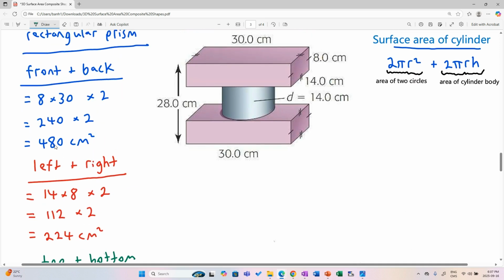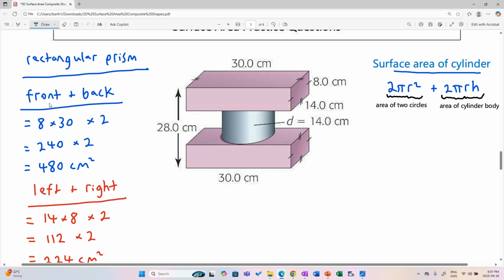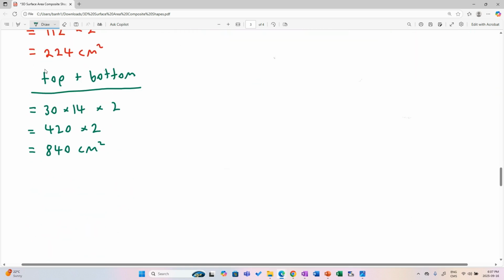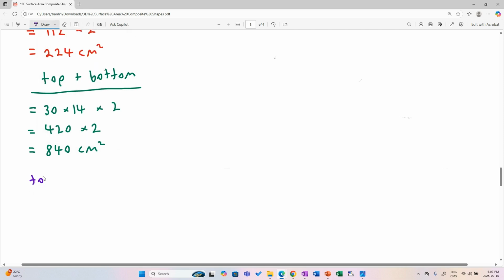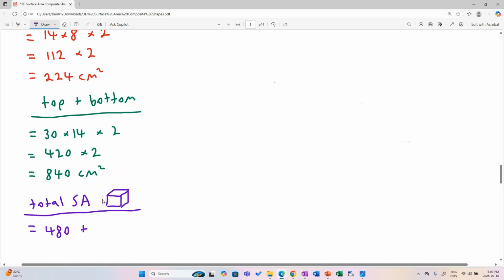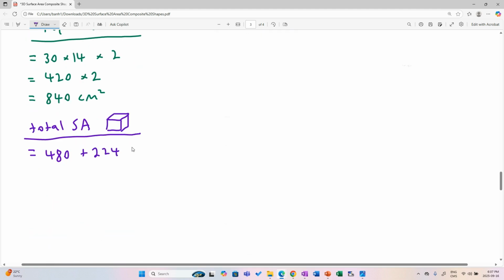Okay, now I found every side of the rectangular prism, so I have the total surface area. So if I want the total, let's just get the total here. Total surface area of this rectangular prism is going to be 480 plus 224 plus 840. If I add it all together, I should get 1544 cm squared.